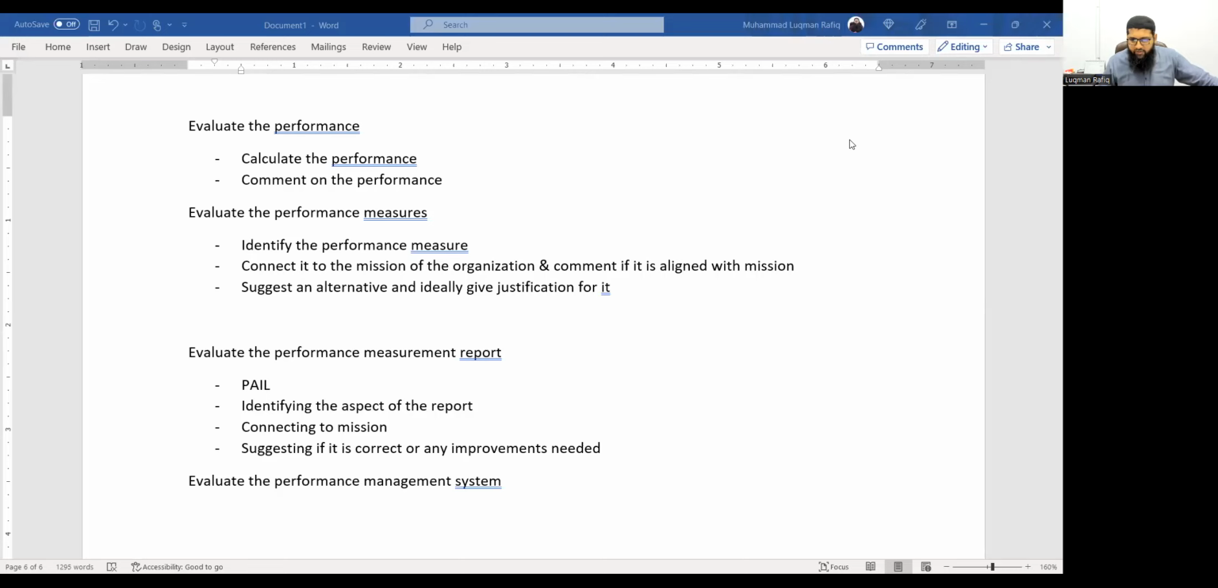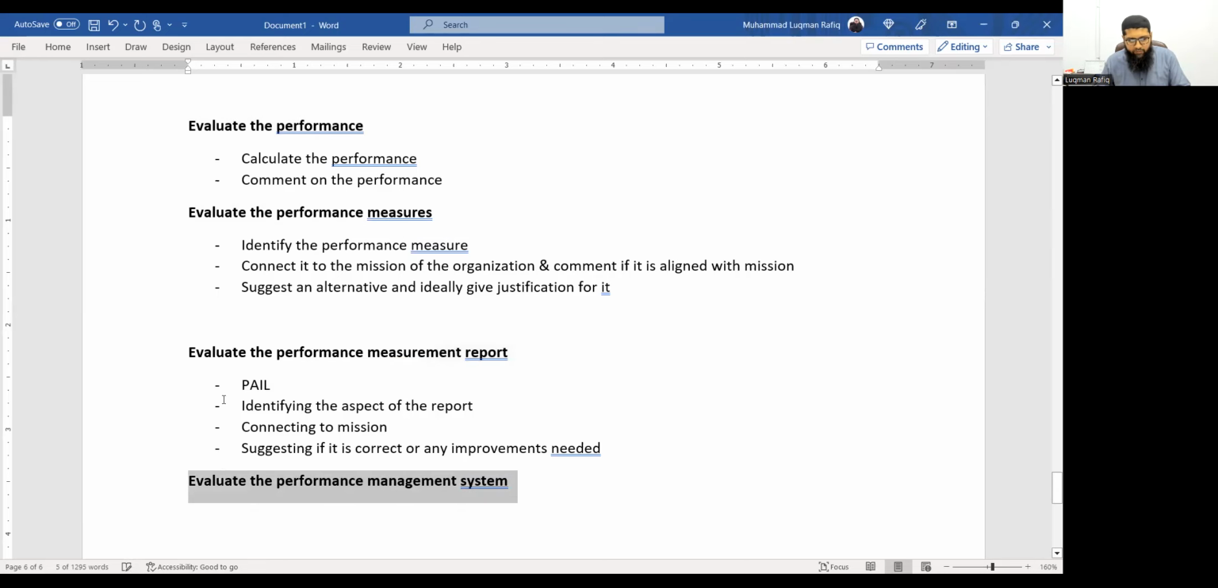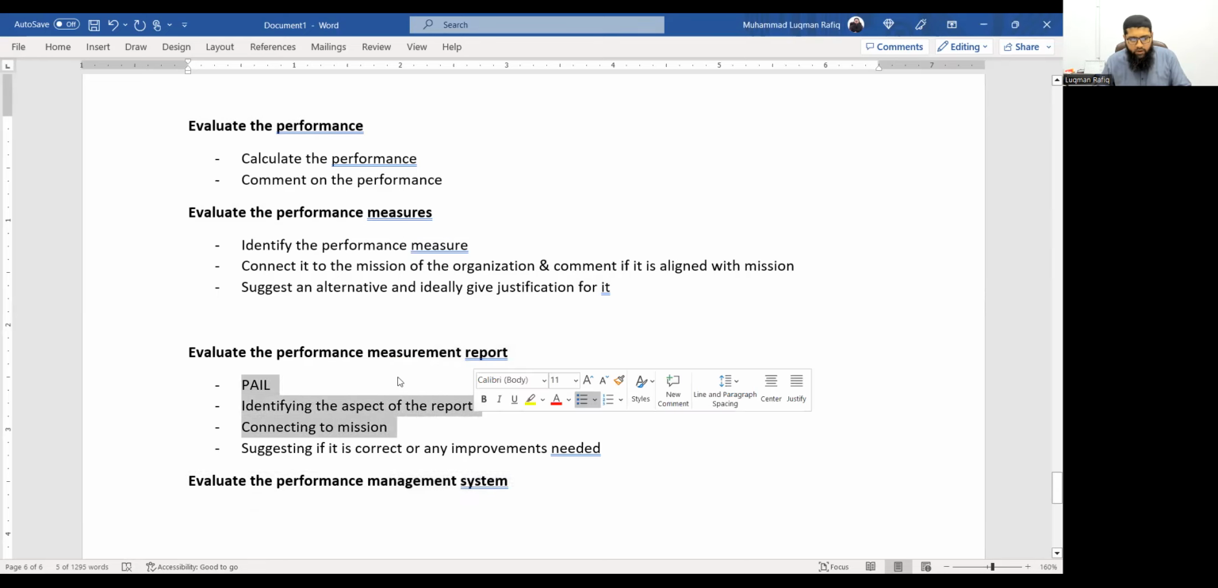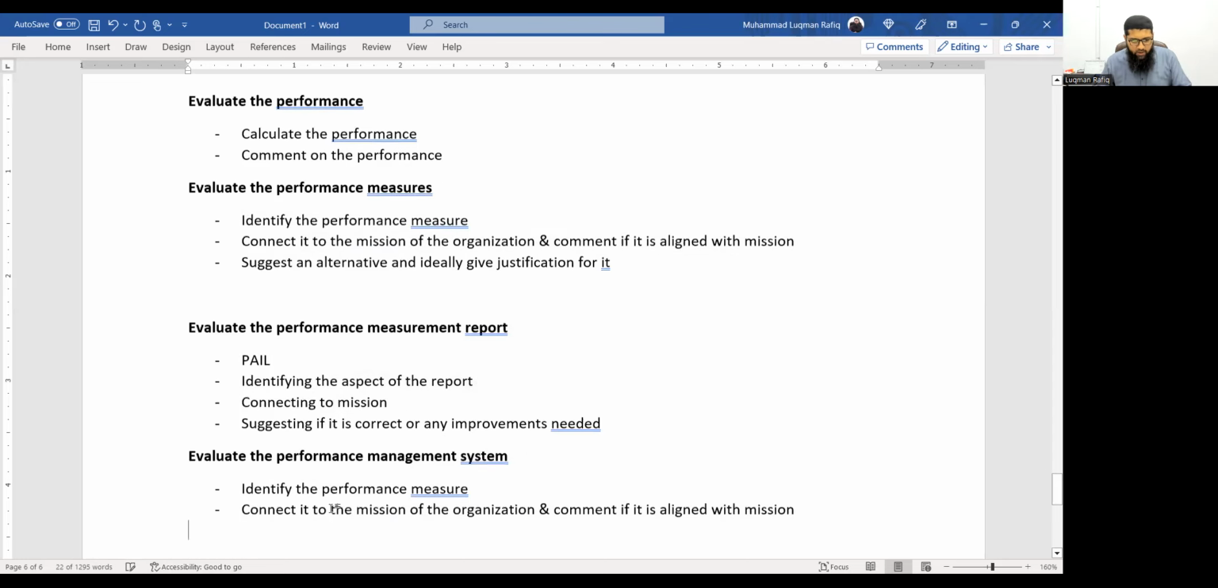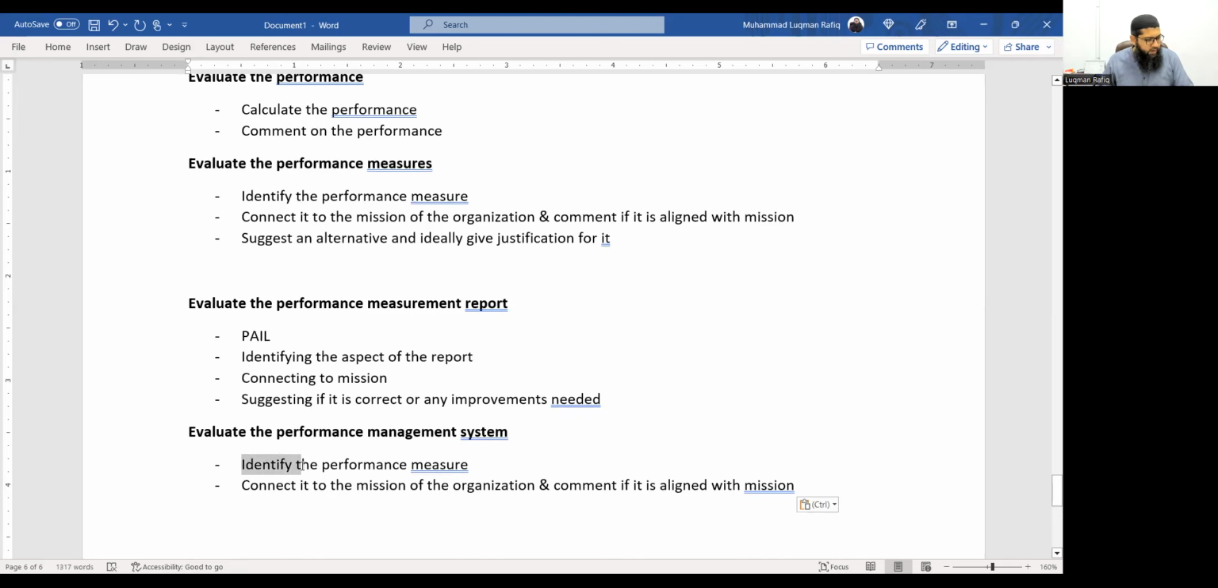Okay, I just explained this same thing a while back. I don't know if you were following or not. Can you just see this? These are the different four types of questions that the examiner usually asks, and this is how you would answer them. Now, I did not answer on this performance management system. So with respect to this, it is going to be like this.